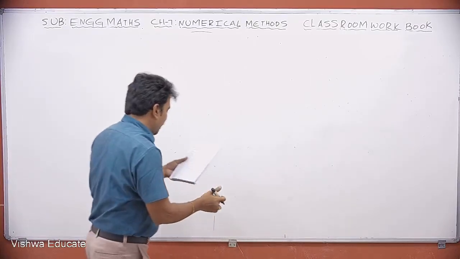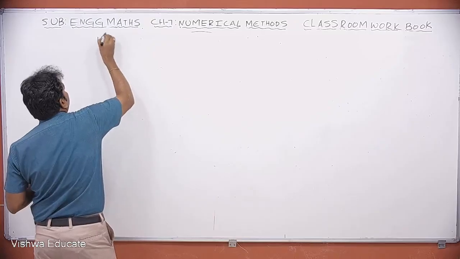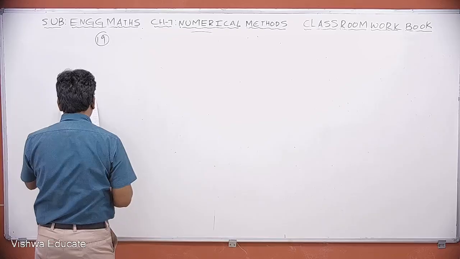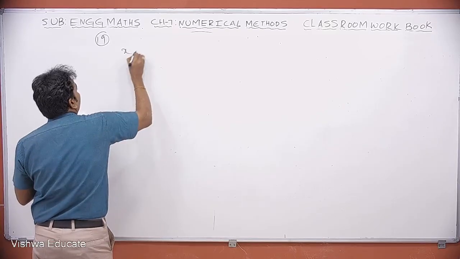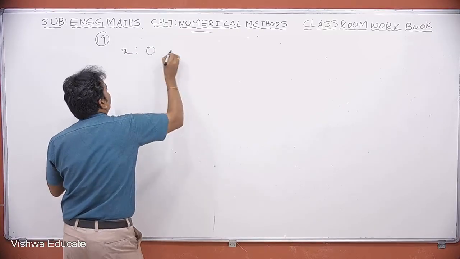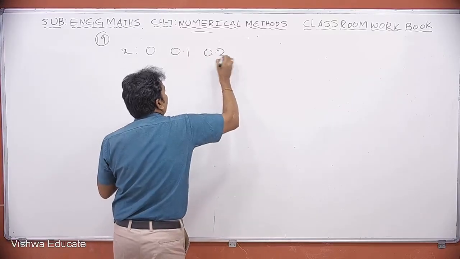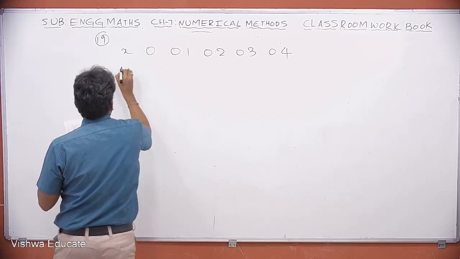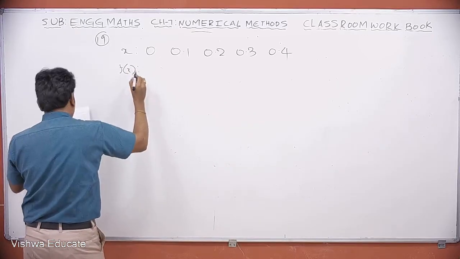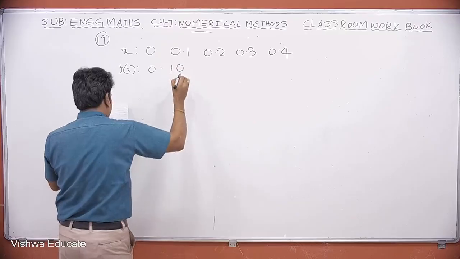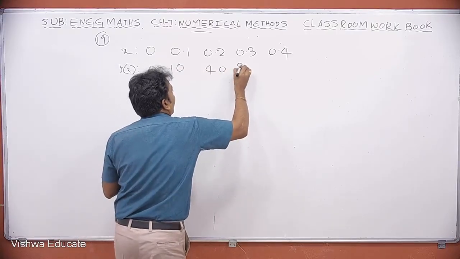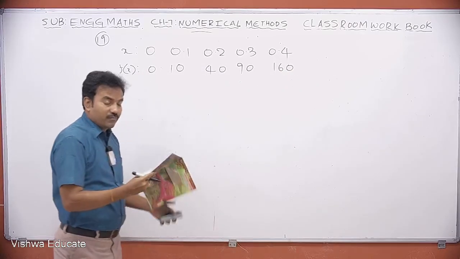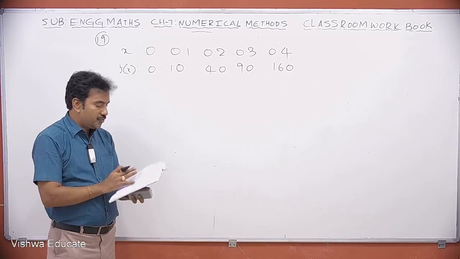Next we move to question number 19. The values of a function f of x at 5 discrete points are given below. So x values are 0, 0.1, 0.2, 0.3, 0.4. F of x values are 0, 10, 40, 90, 160. So f of x values are given at 5 discrete points.